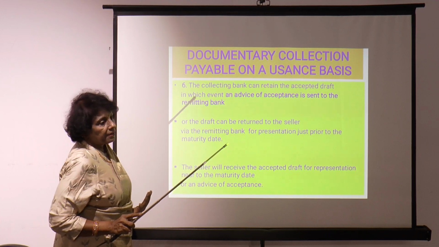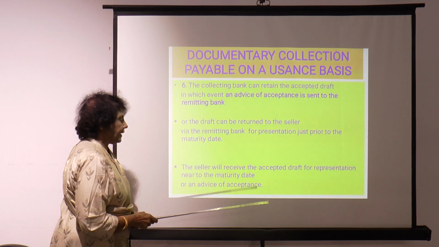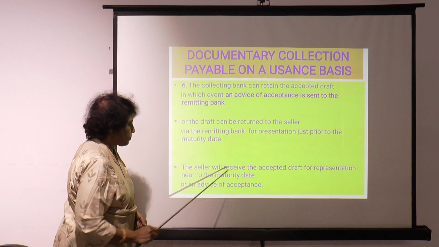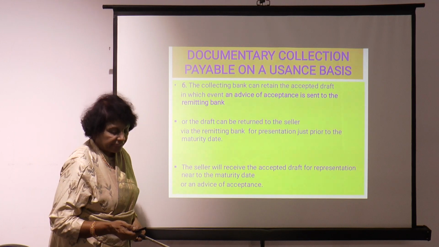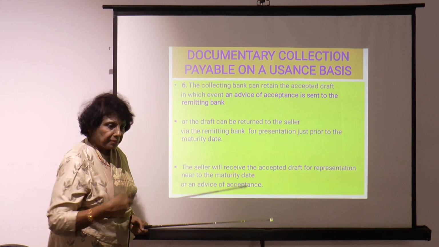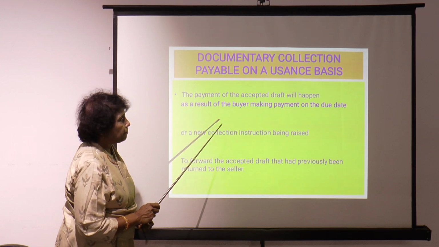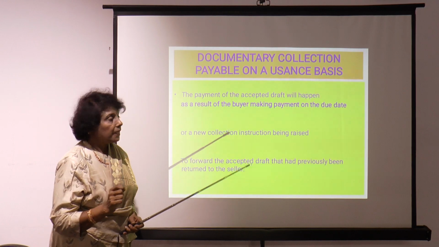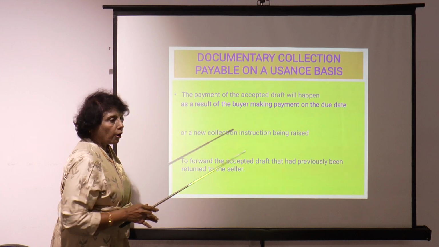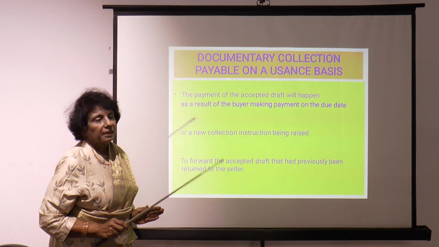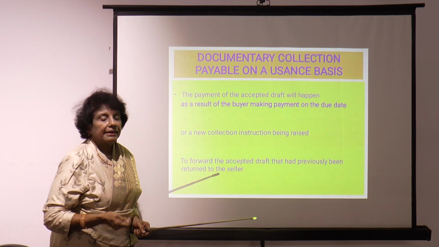Or the draft can be returned back to the seller via the remitting bank prior to the maturity date. The seller will receive the accepted draft for presentation, re-presentation on the maturity date or near to the maturity date. If the draft is written back, he will again present it nearer to the maturity date. So the payment of the accepted draft will happen as a result of the buyer making payment on the due date. So where is the buyer going to make the payment? On the due date, or according to the new collection instructions being issued by the remitting bank, and to forward the accepted draft that had been previously returned to the seller.